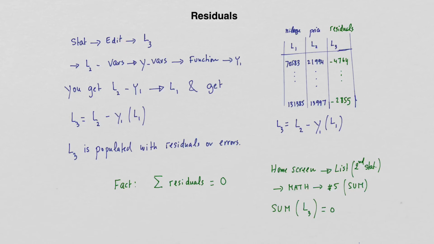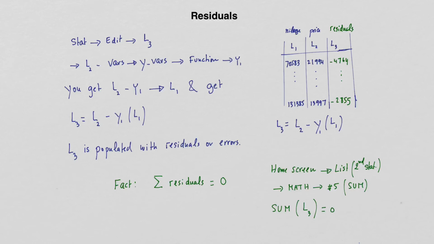Go to Stat Edit where you see L1 and L2, go under L3, and push the cursor up and highlight L3. You will see L3 equals, and it's waiting for you to enter some information.